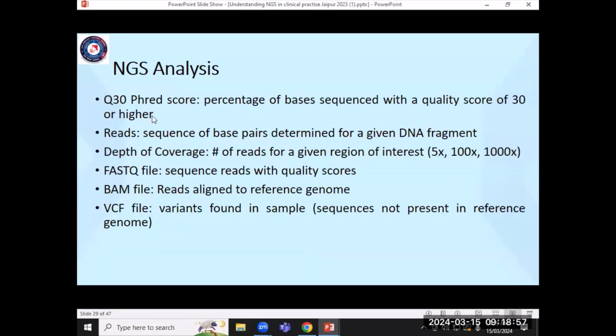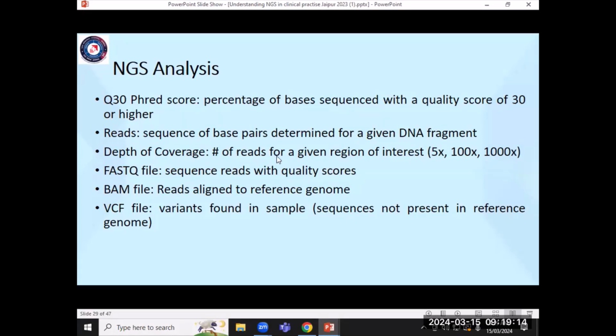Okay. So Q30 or the Phred score: the percentage of bases sequenced with a quality score of Q30. I mean, only 1 in 1,000 bases is added erroneously. So Q40 is even better. So reads: the sequence of base pairs determined for a given DNA fragment.